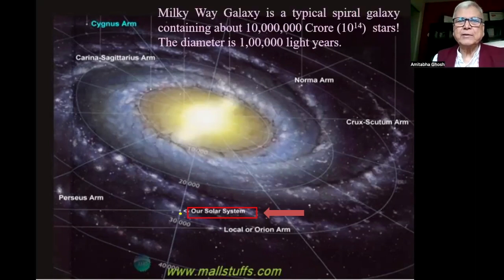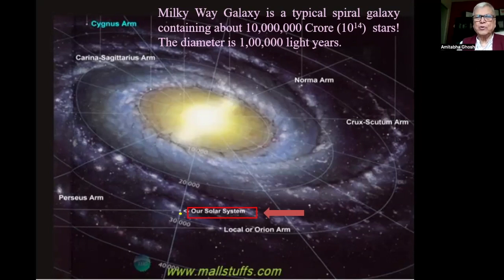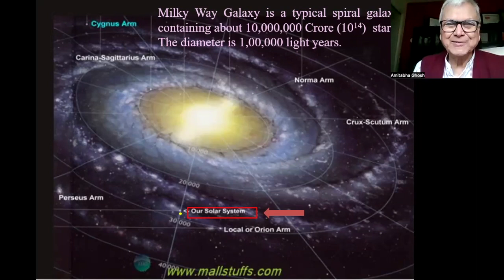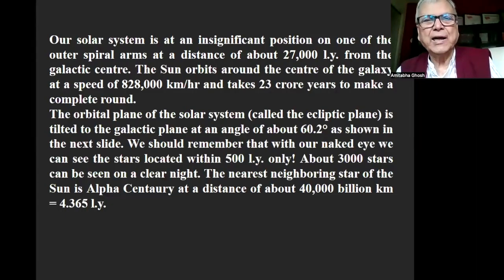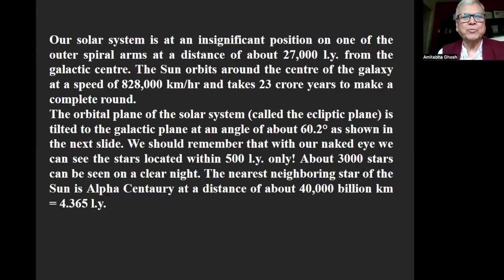So how many stars do we have? 10 raised to 14 stars, as I mentioned, one crore crore stars. Don't think too much about these things. Our solar system is at an insignificant position on one of the outer spiral arms at a distance of about 27,000 light years from the galactic center. The sun orbits around the center of the galaxy at a speed of 828,000 kilometers per hour and takes 23 crore years to make one complete round of the center.